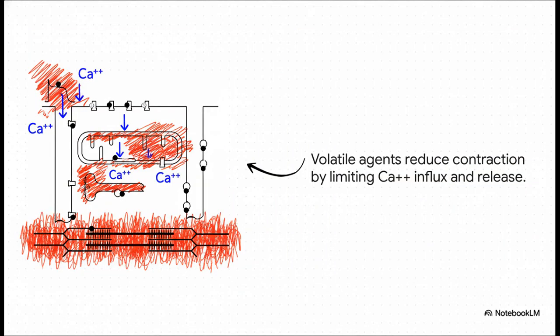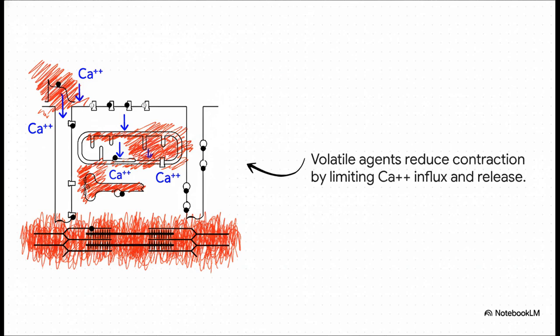So, let's get a bit more granular. How exactly does this happen at a cellular level? Well, it's really a multi-pronged attack on calcium handling. The volatile agents directly modulate the L-type calcium channels, which reduces the influx of calcium into the cell. At the same time, they decrease the release of the calcium that's already stored inside the sarcoplasmic reticulum. And as a final blow, they actually reduce the sensitivity of the contractile proteins themselves to the calcium that is available.